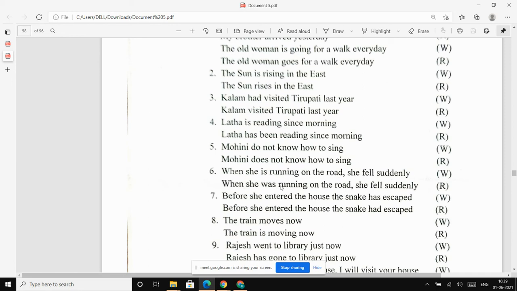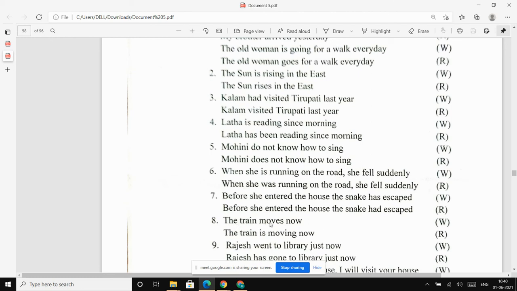In the class. When she was running on the road, she fell suddenly. Before she entered the house, the snake has escaped. See here, entered tells that it is the past action, but if you observe here, has escaped, it is the present perfect form. So we have to convert it into past perfect. Before she entered the house, the snake had escaped. Okay, is it clear?